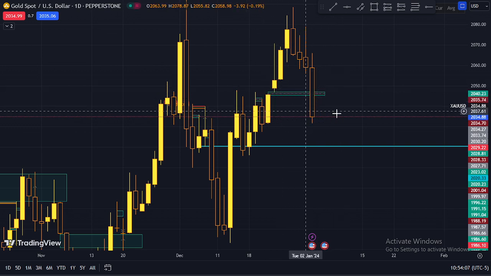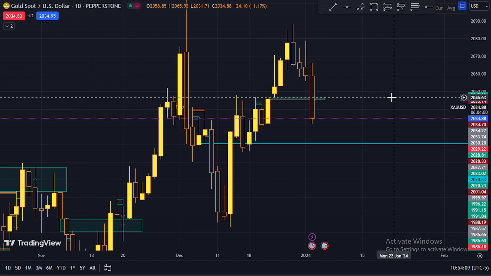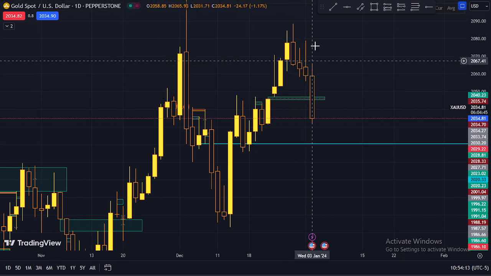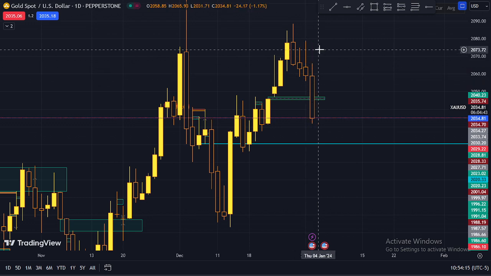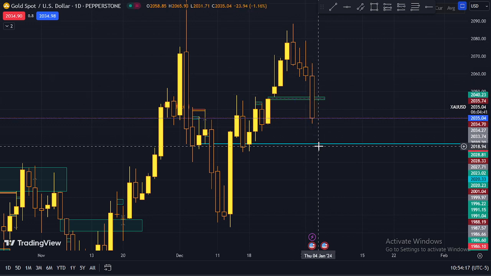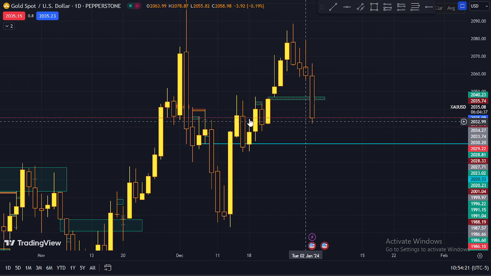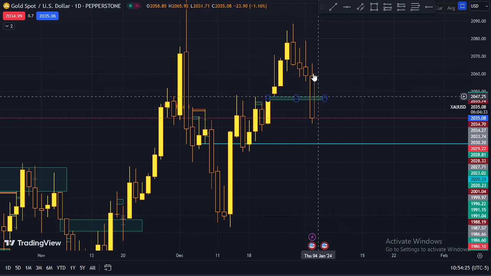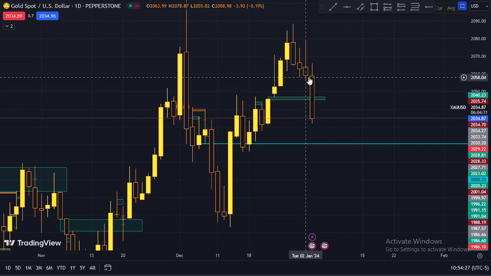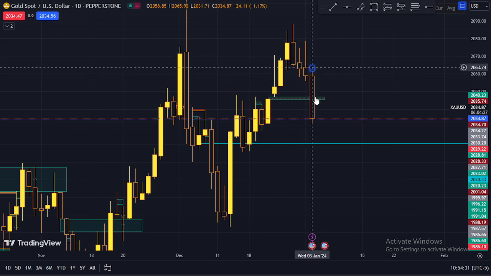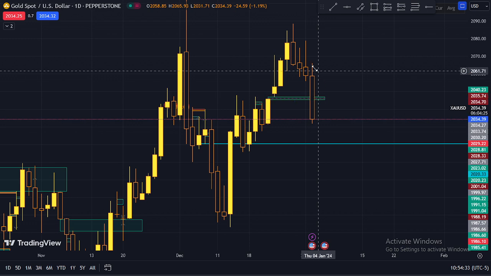So this is the daily chart, as you can see. So we had this run high, and then we had a bearish run to the downside. So here we had the power of 3, which is accumulation, manipulation, and then distribution.